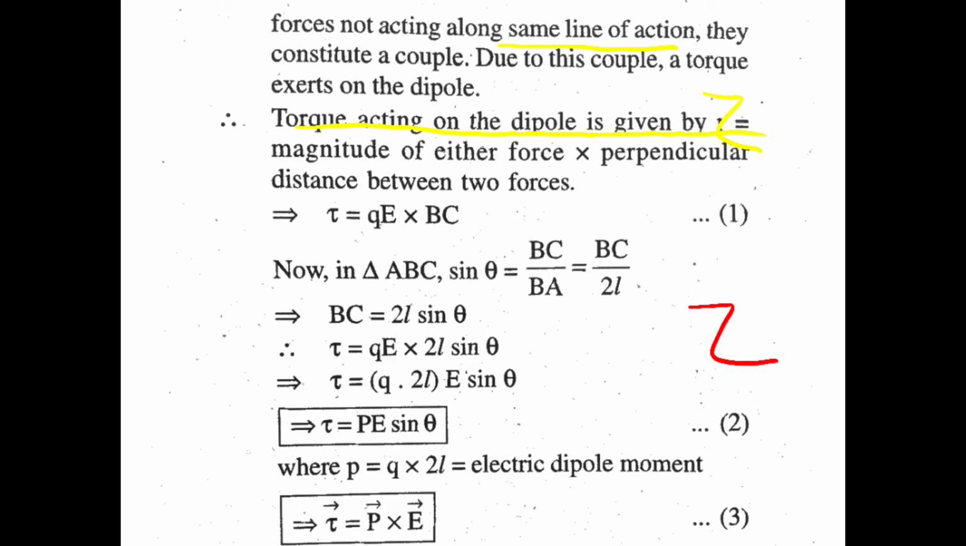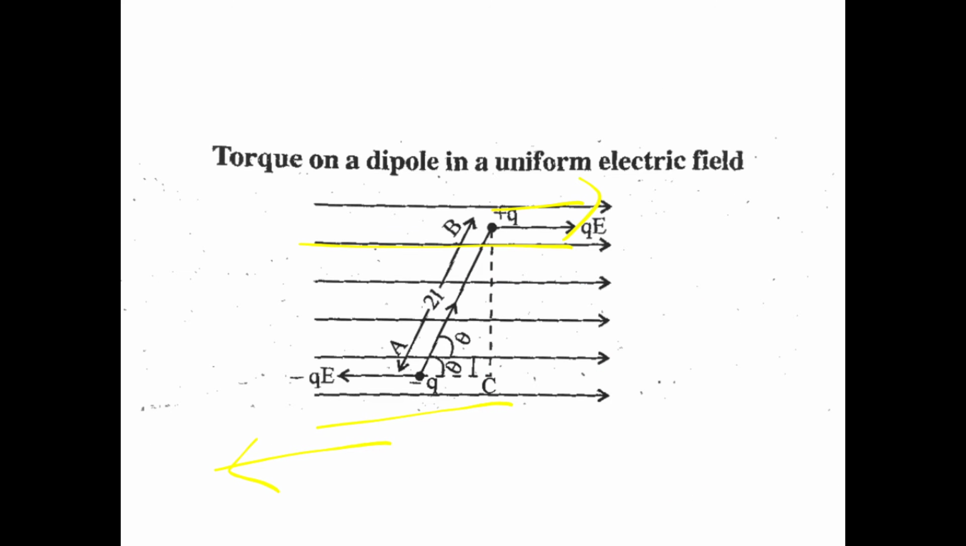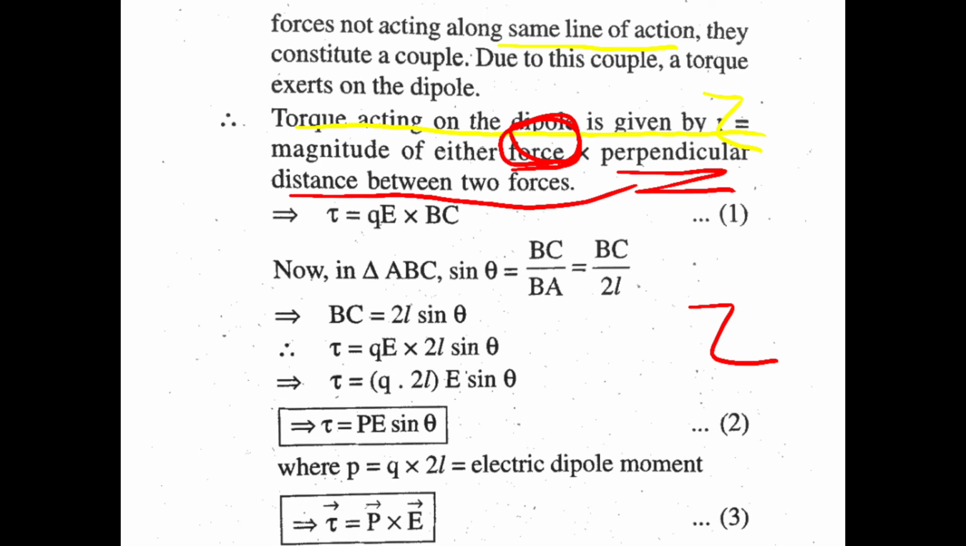Okay, tau becomes QE, that is, force, magnitude of either force into perpendicular distance between the two forces. What is the perpendicular distance between the two forces? This is BC. BC is the perpendicular distance. So here the torque becomes magnitude of either force into perpendicular distance between the two forces. Tau is equal to QE into BC.